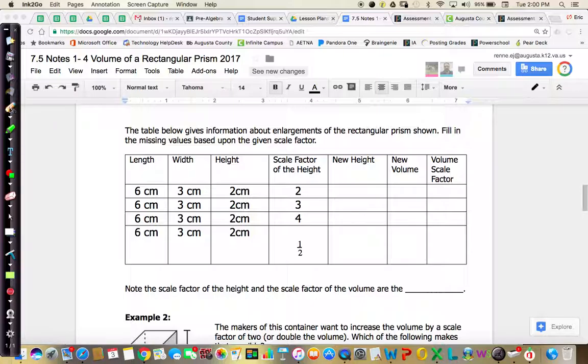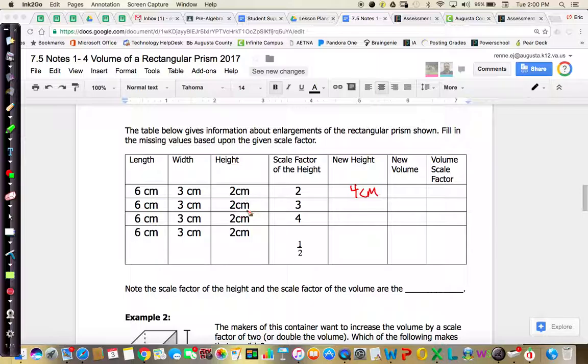Okay, so it says we have a height here, and we have a scale factor of the height, and we want to find the new height, which once we find the new height, we can find the new volume, and then once we have the new volume, we can compare that with the old volume to see what the scale factor of the volume actually was. So we learned above that scale factor means multiply by, so we're going to multiply the height times the scale factor. So we're going to do 2 times 2, which is 4 centimeters.